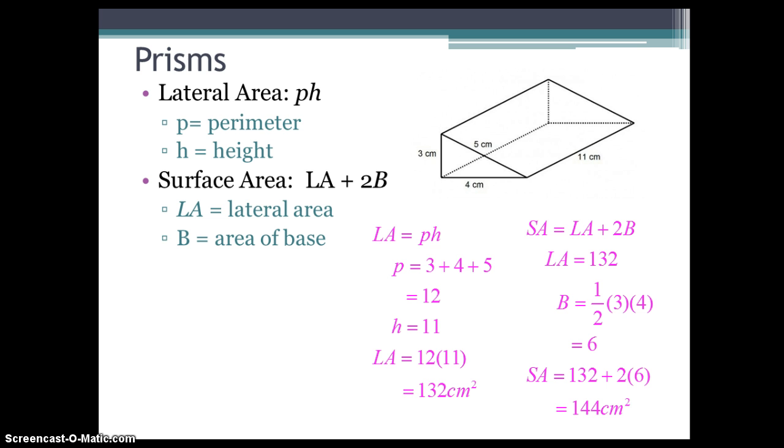So to find the surface area of this prism, we take the lateral area, which we already know is 132, and we're going to add that to the area of the bases. Well, our bases are triangles, and to find the area of a triangle, it's half base times height, and since we have a 3, 4, 5 triangle, we know it's a right triangle. So our height is 3, our base is 4, so half of 3 times 4 is 6. So our surface area is going to be the 132 lateral area plus 2 times the area of our bases, so 2 times 6, or 144 square centimeters.